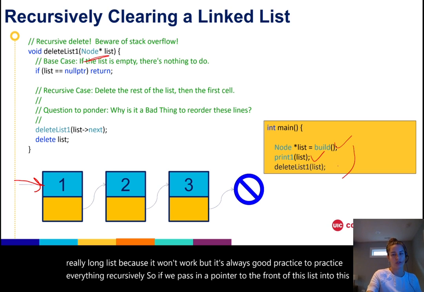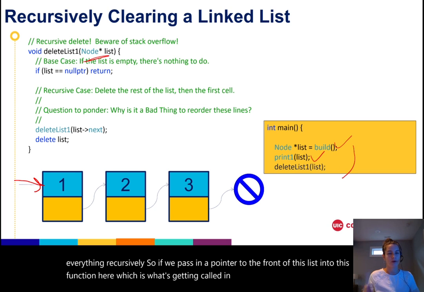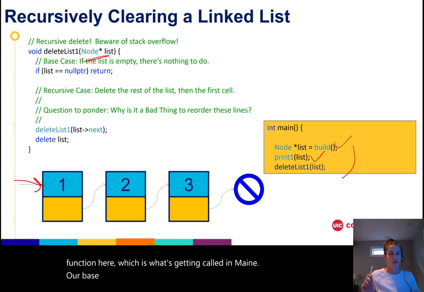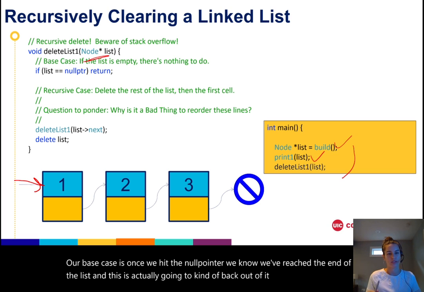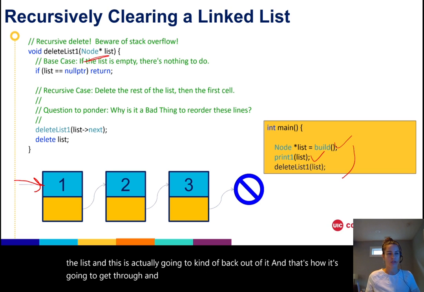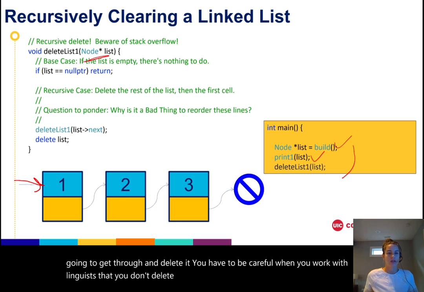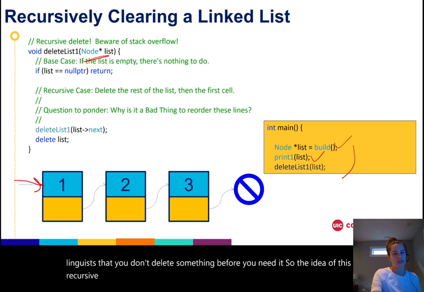So if we pass in a pointer to the front of this list into this function here, which is what's getting called in main, our base case is once we hit the null pointer, we know we've reached the end of the list. And this is actually going to back out of it, and that's how it's going to get through and delete it. You have to be careful when you work with linked lists that you don't delete something before you need it.